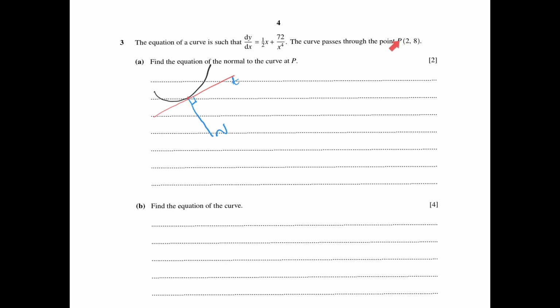Now when we get that gradient, that will allow us to get the gradient of the normal. So with that gradient of the normal and the point, we should then be able to get the equation of the normal. Okay, so that's what we are going to do there. So let me use this notation here. F prime x is actually equal to what we are having here, half x plus 72 over x to the power 4.